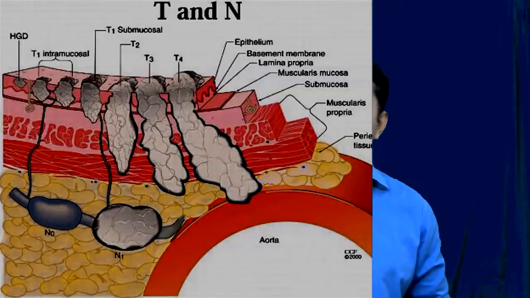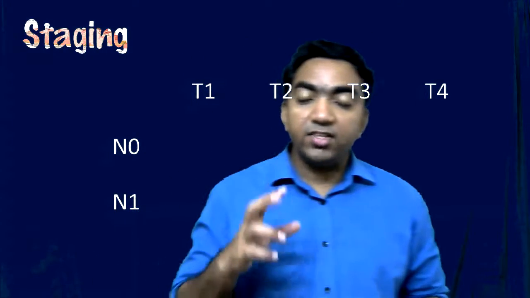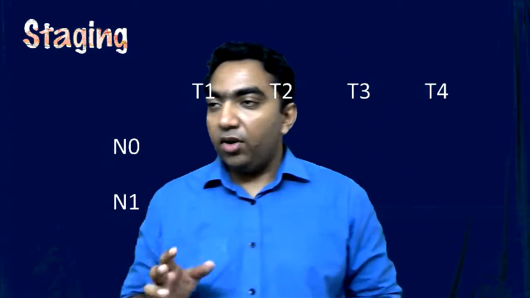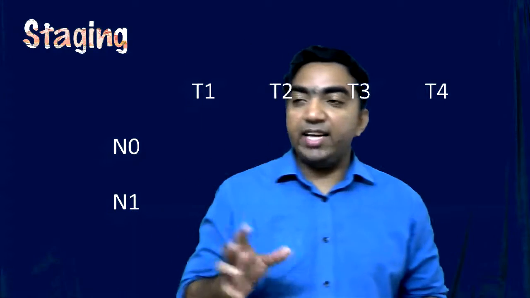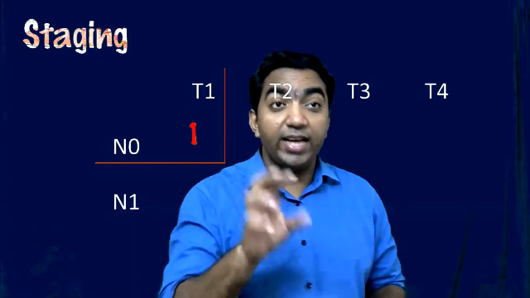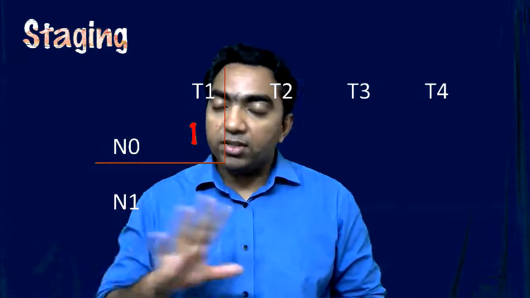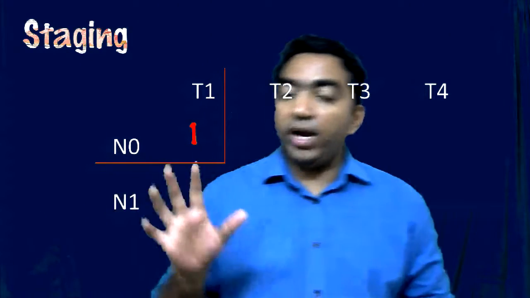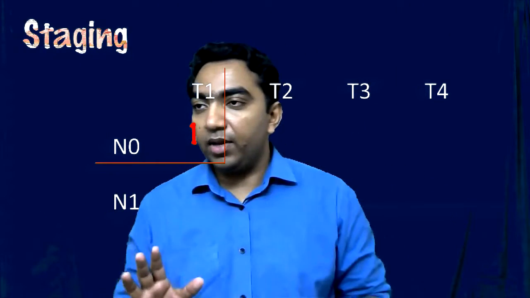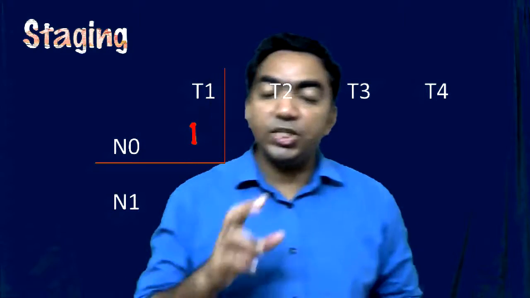Now, how do we stage this? N0 is no nodal involvement, N1 is nodal involvement. So if it is a T1 N0 lesion, it is stage 1. Mind you, the N stage in esophagus: if there is nodal involvement, it becomes N1; if there is no nodal involvement, it is N0. So T1 N0 is stage 1. T2 and T3 N0 is a stage 2A lesion.